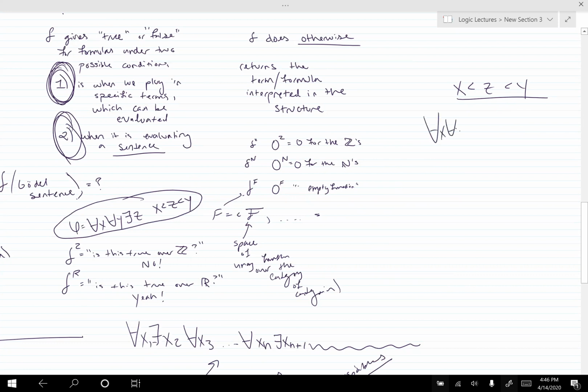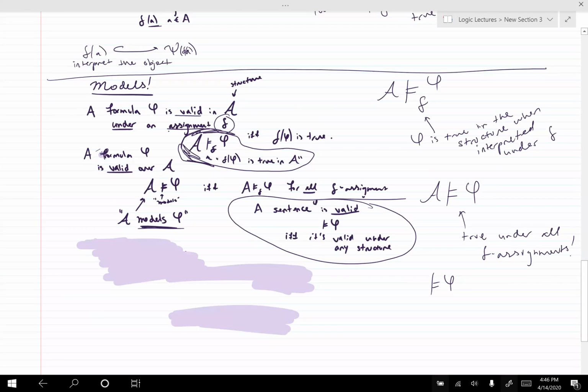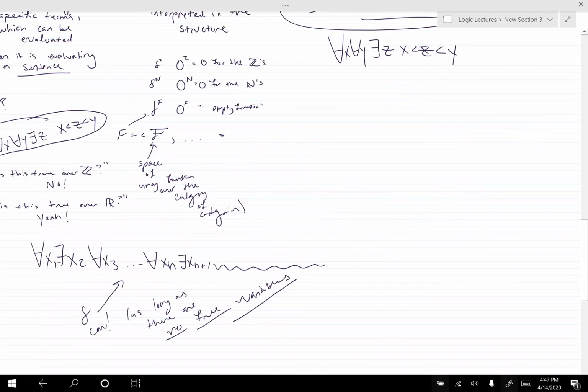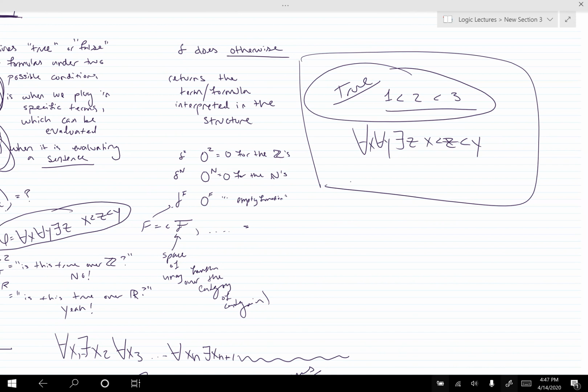The second case is with the quantifiers. So I could say 1 less than 2 less than 3. True. So this is the first case. This is what I mean by under different delta assignments. This is all in the integers. The underlying set is Z, right? Well, for this part right here, I was just talking about any structure. I didn't specify the structure, but yeah, I could say this is specifically under the integers. And that would be a good case because this is true in the integers. This is not.